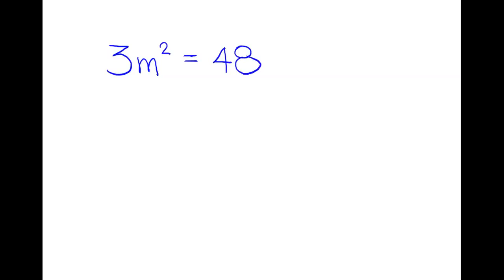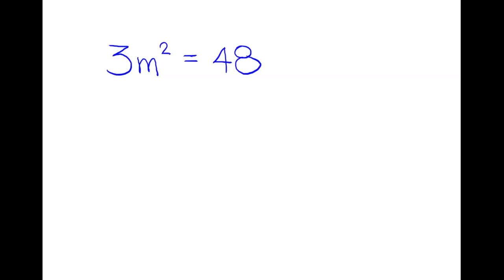The operations don't have to be add, subtract, multiply, divide. They can get a little more complex, okay? Right now, we see a couple of things going on with M, okay? A couple of operations that we need to get rid of. This M is being multiplied by 3, but it's also being squared. Can you see that? Yeah.